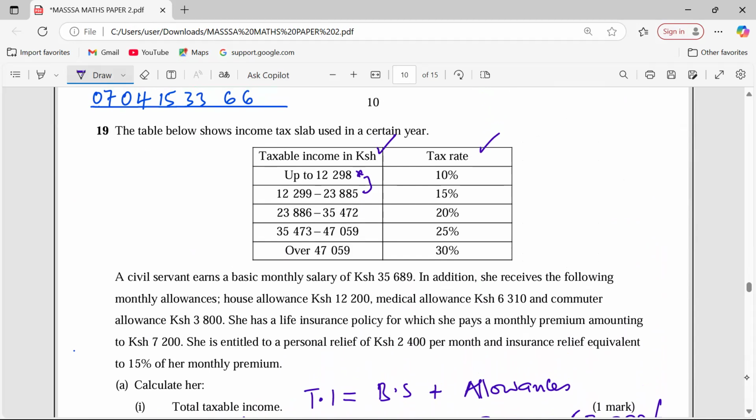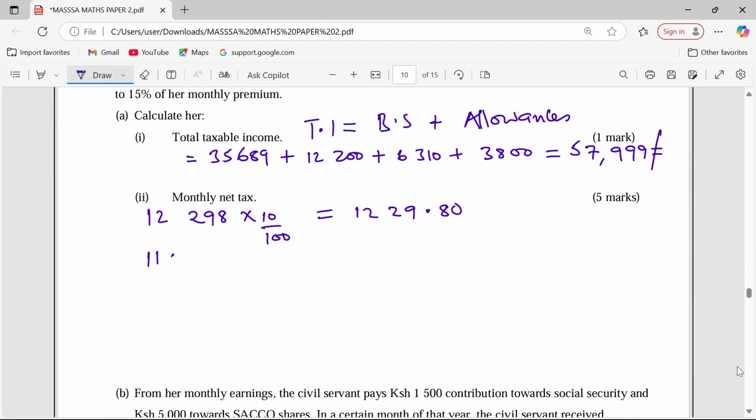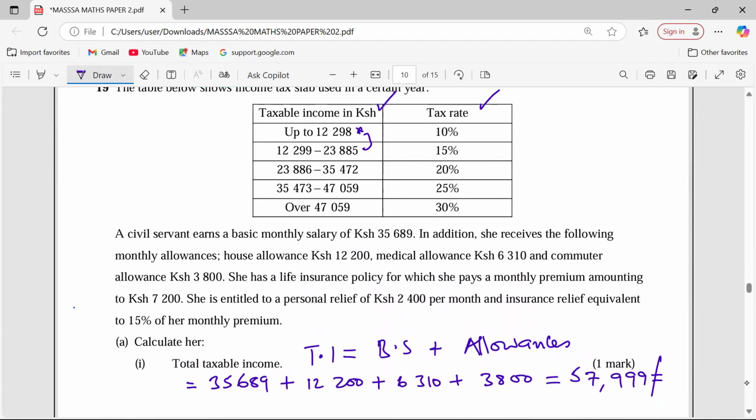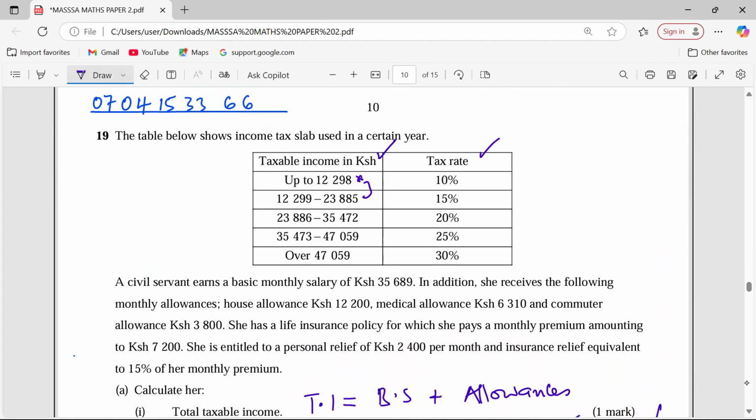Then in the next bracket, we subtract 23,885 minus 12,298. And that is going to give us exactly 11,587. This should be multiplied by the rate of taxation there, which is 15% in that bracket. When we multiply by 15%, we get 1738.05 Kenya shillings.